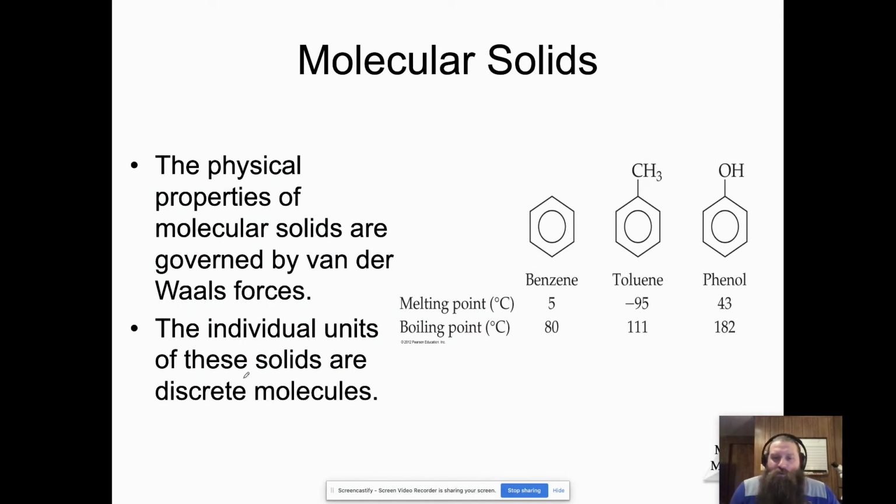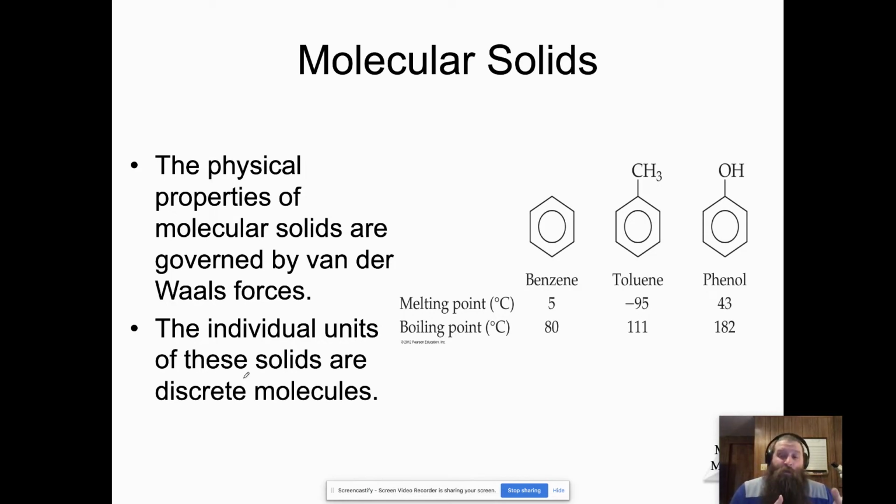Now, the third kind of solid that we talked about at the very beginning is the molecular solid. And the molecular solid is just a solid that's governed by van der Waals forces. That's what's holding it together. Keep in mind that the individual unit of these solids are discrete molecules.